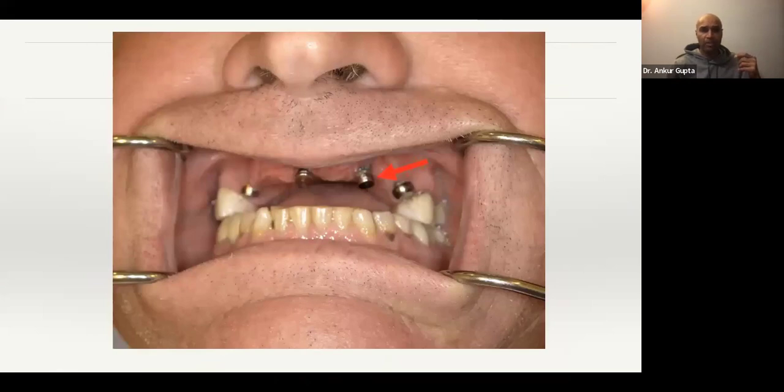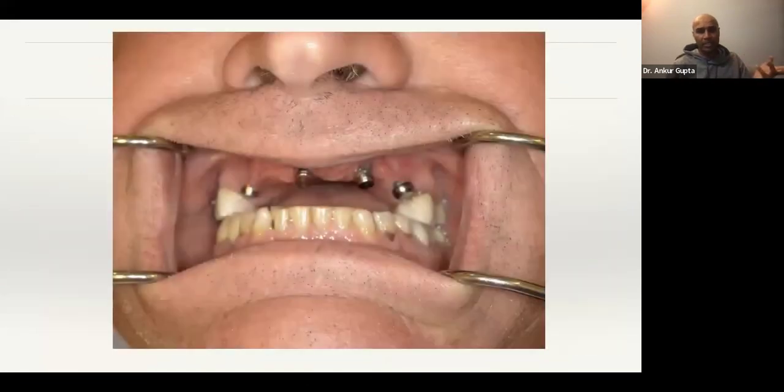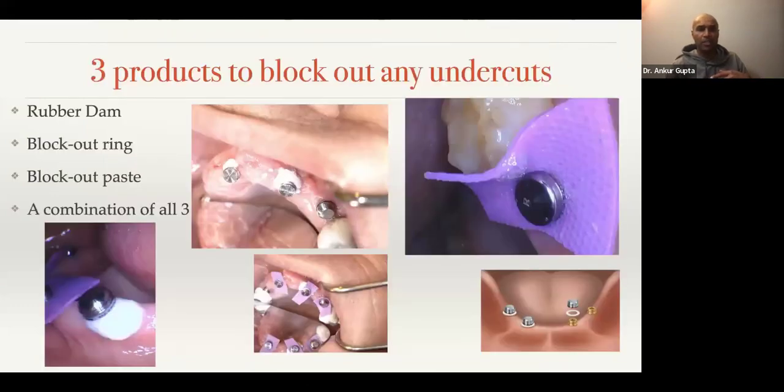And if you notice, you're going to find undercuts. This guy, this is not like a very pretty case, but the reason that this guy's case looks like this is because he had a bunch of single implants over the course of the last 15 years. So what I needed to do was make sure I blocked out any undercuts that were under the metal housings. That could be adjacent teeth, the height of contours of adjacent teeth. It could be exposed implant threads. It could be anything along that nature.